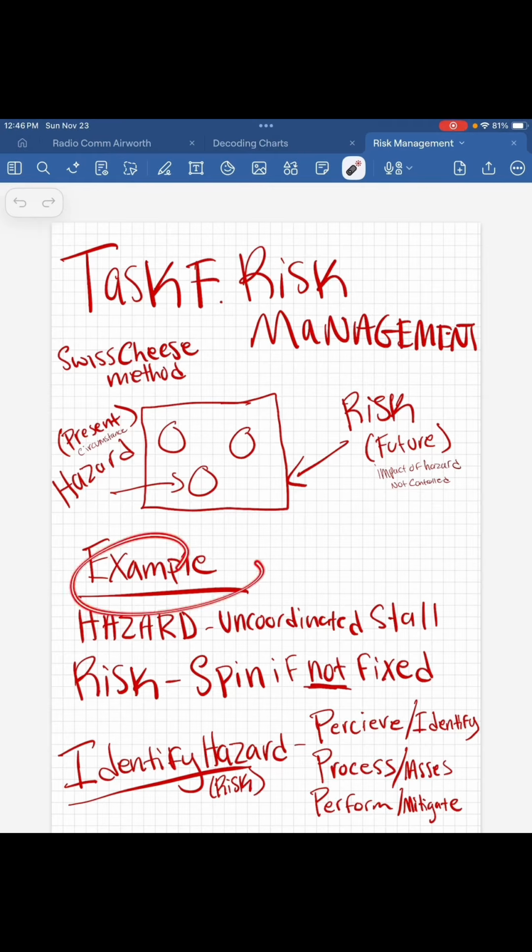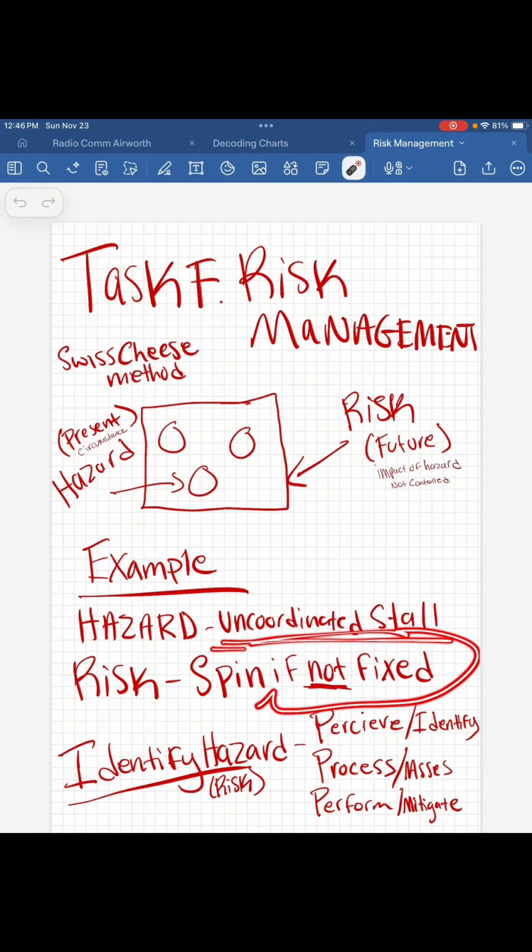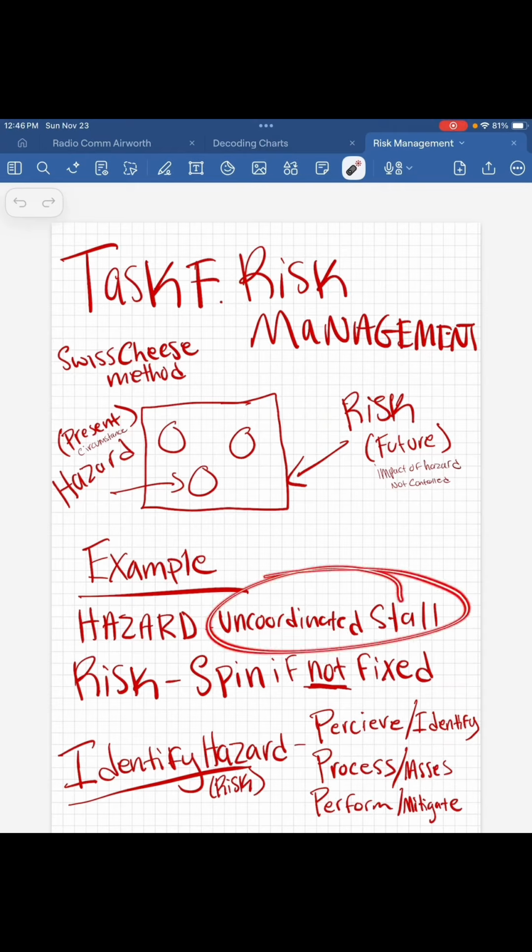For this example, say we have a hazard of having an uncoordinated stall, which could then lead to a spin if we're not fixing it. Now, a risk is the future impact of what a hazard could be if we don't control it. So, if we don't fix this uncoordinated stall, it's going to lead to a risk of spinning, which we don't want to do.